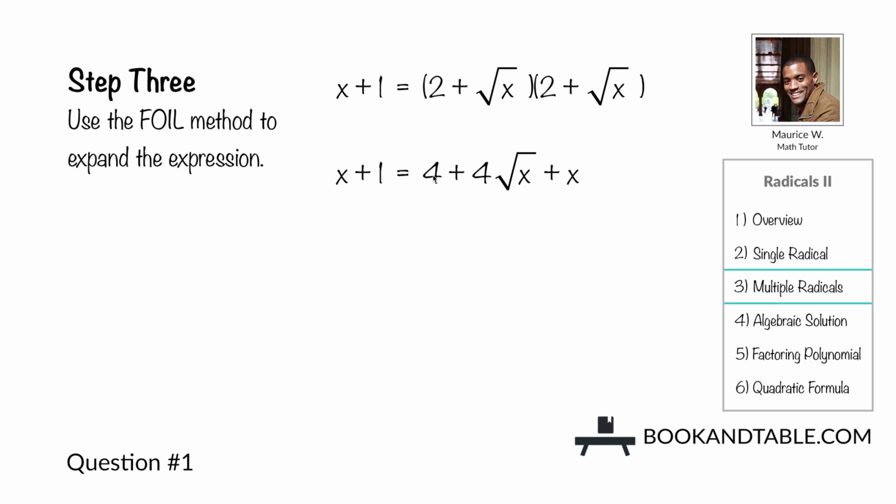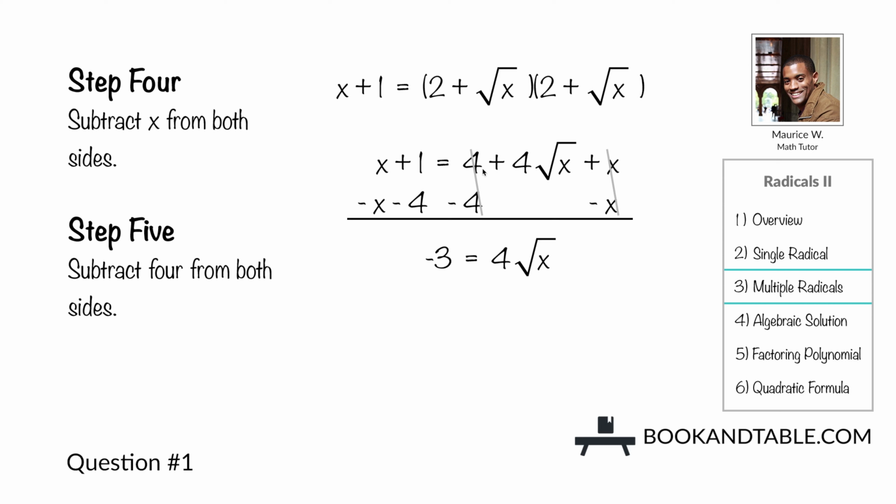Now you want to move this term and this term to this side to isolate this radical sign, and then we'll do the same thing again. So step 4, subtract x from both sides. And step 5, subtract 4 from both sides. This leaves you with 4 radical x on the right side. x minus x is 0x. 1 minus 4 is negative 3.